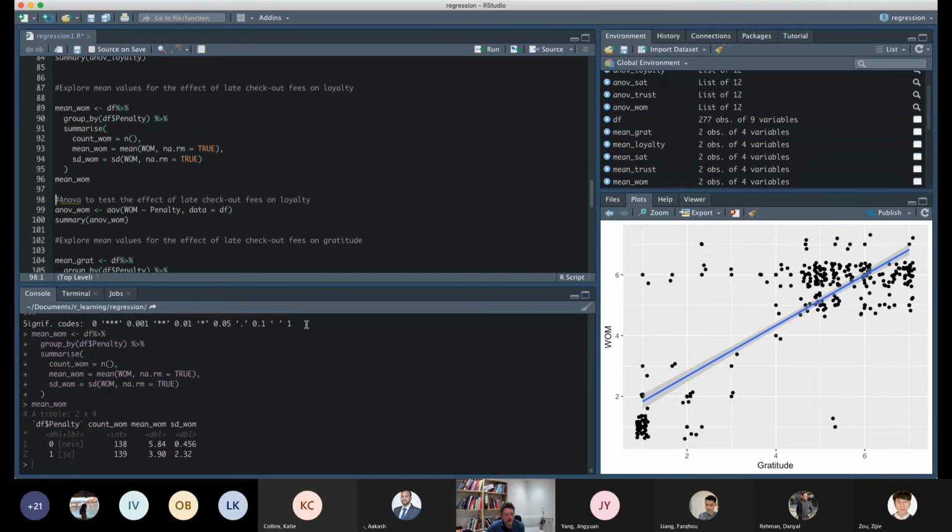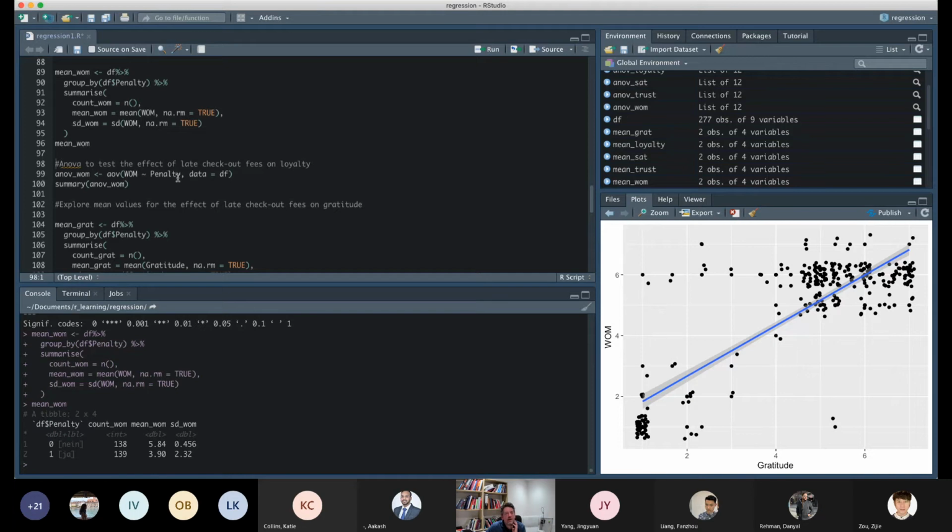And then you get those descriptive results again, and you see the same pattern. You see customers who don't have to pay this penalty fee are more likely to recommend the hotel than customers who have to pay this penalty fee. Customers who don't pay the fee have an average of 5.84. Customers who have to pay the fee, only 3.90. So again, this seems like a significant drop, but obviously this is just descriptives.